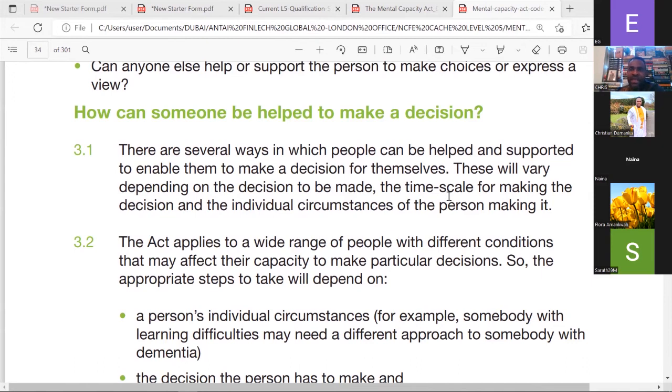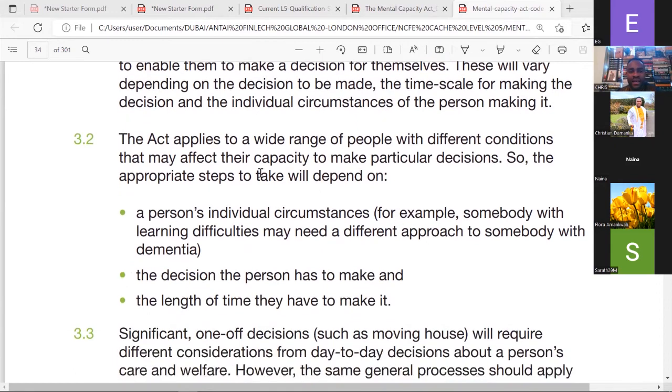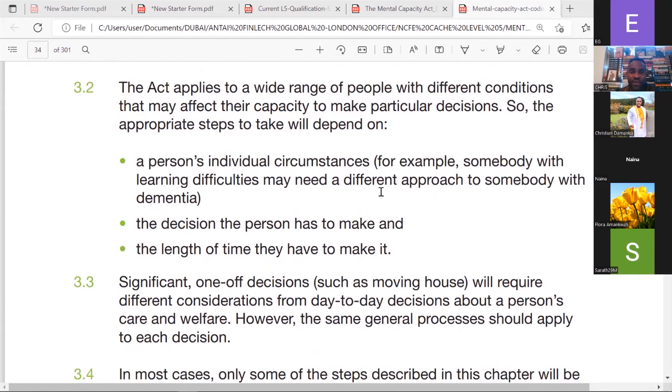Okay. And then you also have to look at the individual circumstances in relation to making the decision. Right? So the Mental Capacity Act applies to a wide range of people with different conditions that may affect their capacity to make particular decisions. And appropriate steps to take may depend on some of the following.